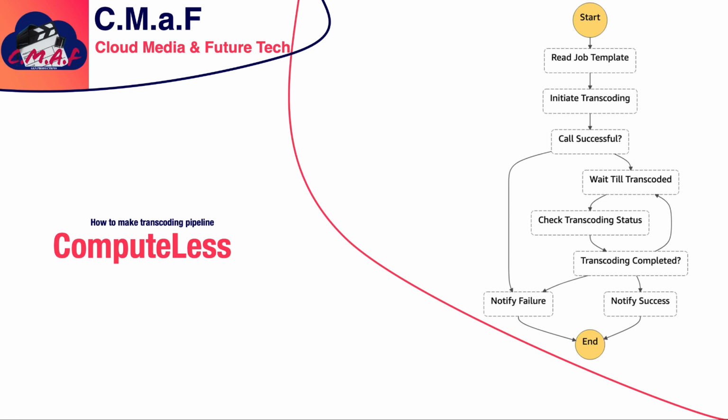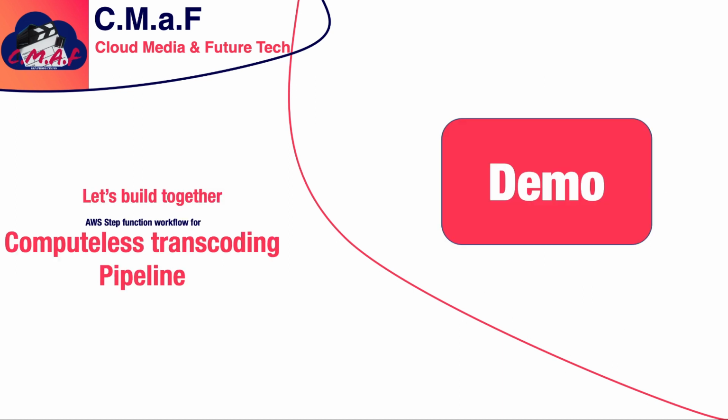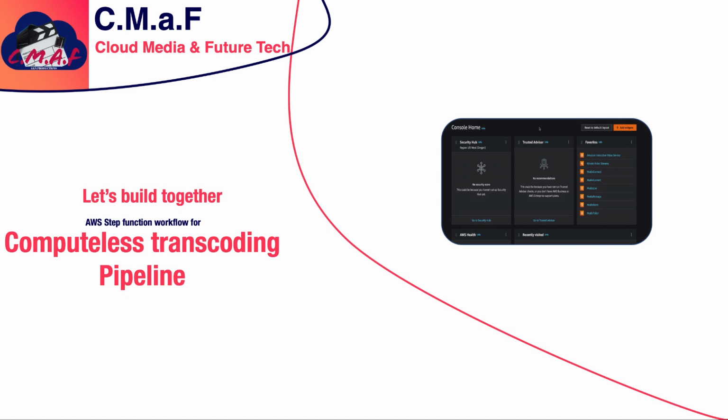If it was not, we will notify a failure and send an SMS notification. But if the call was successful, we have to recheck the transcoding status after regular intervals. That's where you can see the loop happening. If the transcoding is completed, you will notify success, and you can even update the database. This demo covers most of the important concepts that we learned earlier. So, without wasting our time, let's jump into the demo.